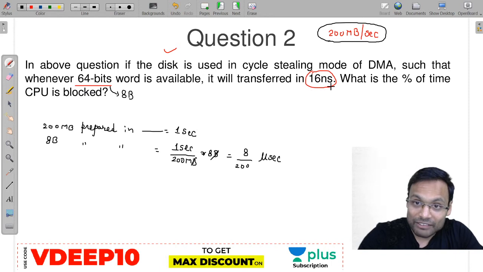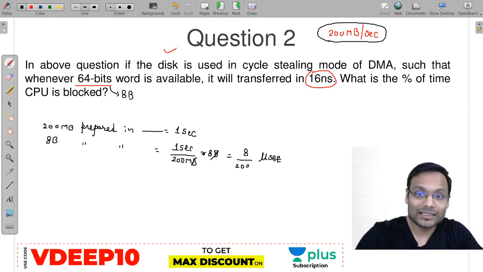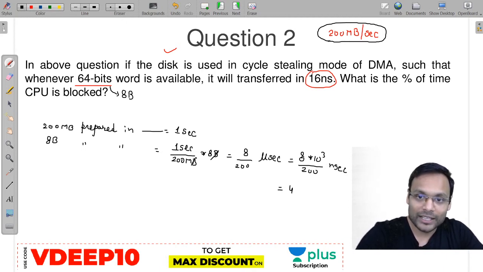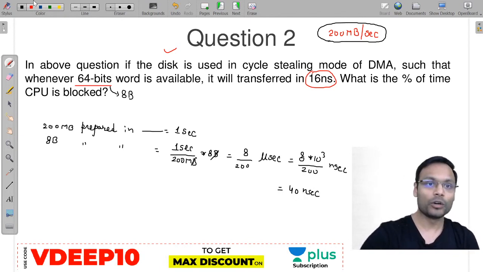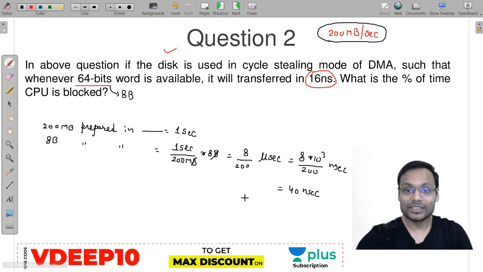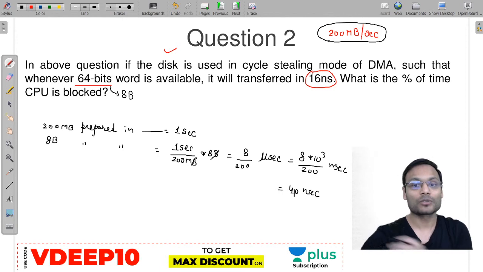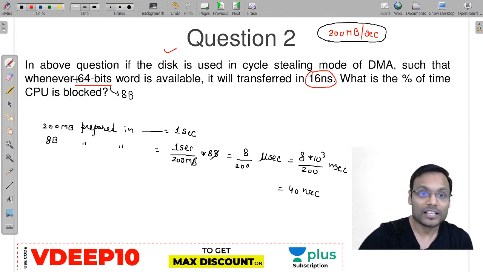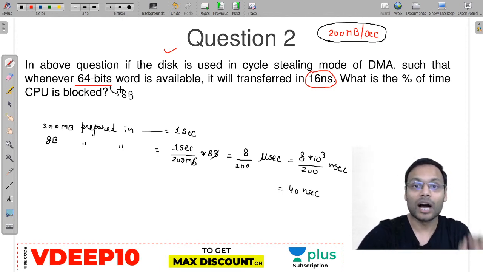This is given in nanosecond, so let's convert this into nanosecond. I can multiply it by 1000. So it will become 8 into 10 to the power 3 divided by 200 nanosecond, which is nothing but 40 nanosecond. Confirm if you could understand it or not. That is the preparation time. 40 nanosecond is required to prepare this 64 bit or 8 byte word.